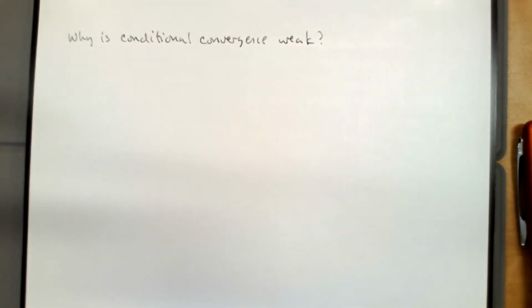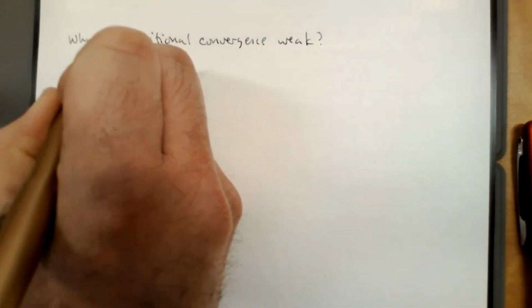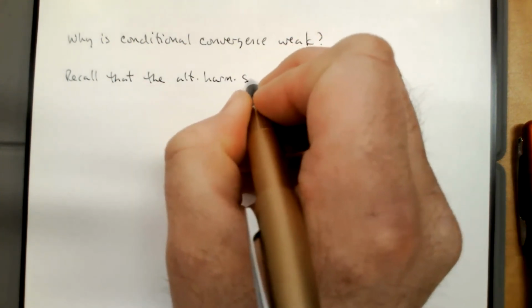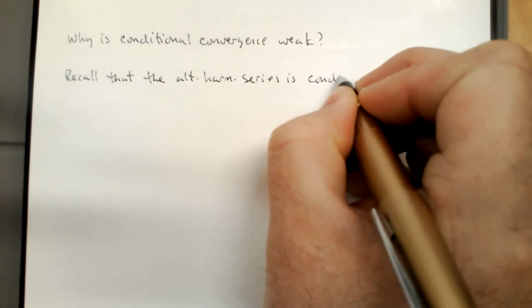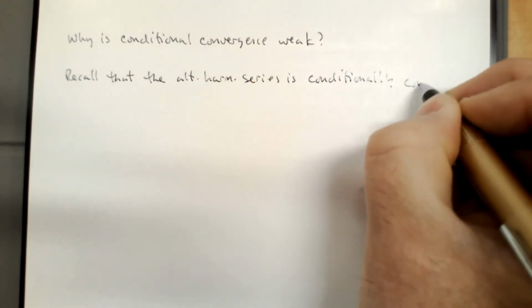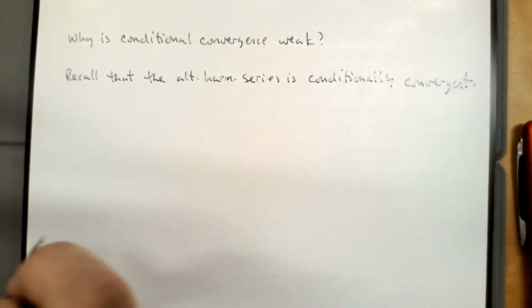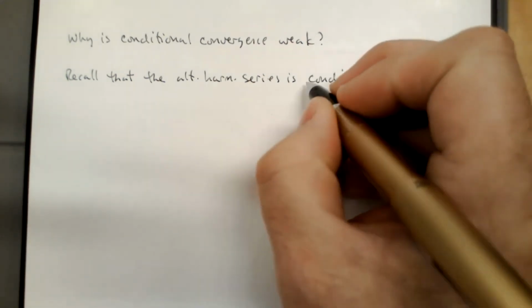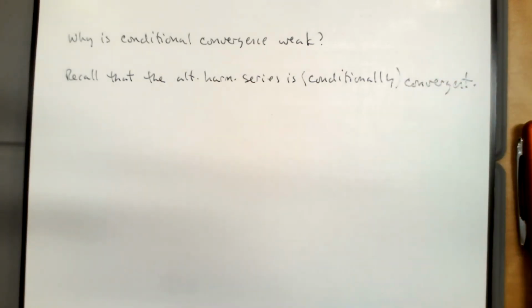So I have certainly implied, but in only the vaguest terms, that conditional convergence is a little bit weak. Let's talk about why. Recall that the alternating harmonic series converges. Recall that the alternating harmonic series is conditionally convergent. Conditional is not what I want to focus on. I want to focus on the fact that it is convergent. So let's put this in parentheses. We want to include the conditional because we want to make sure that we're correct.